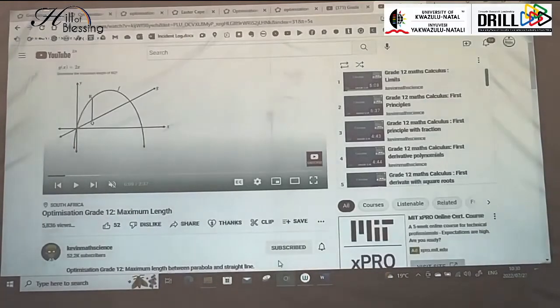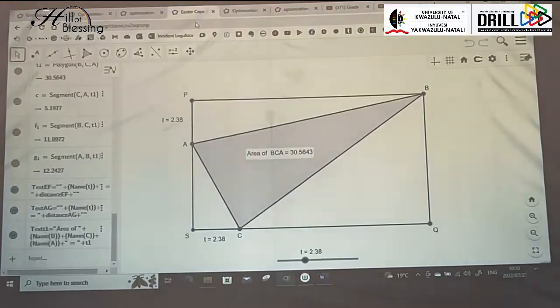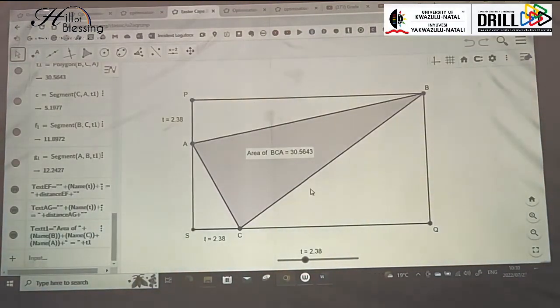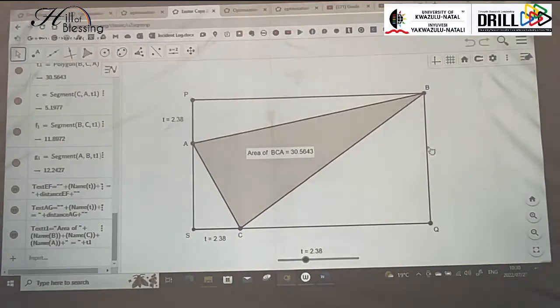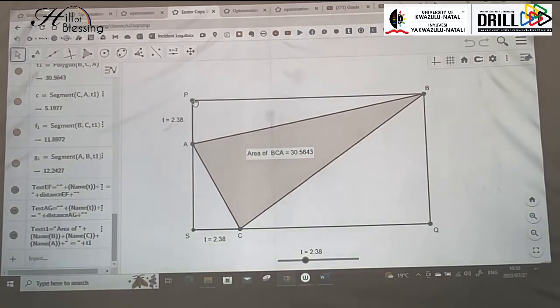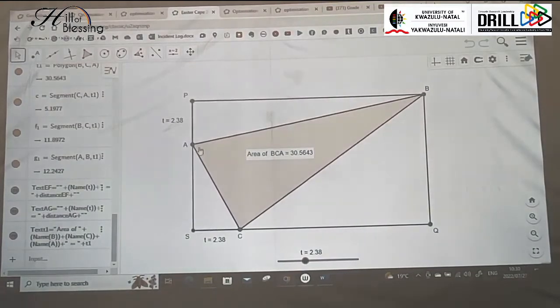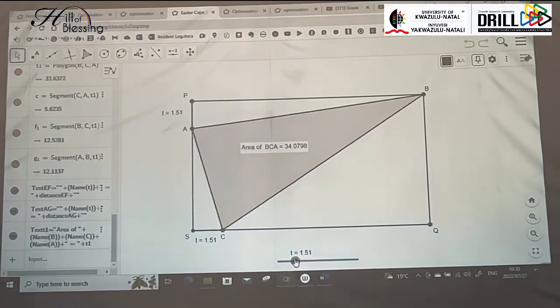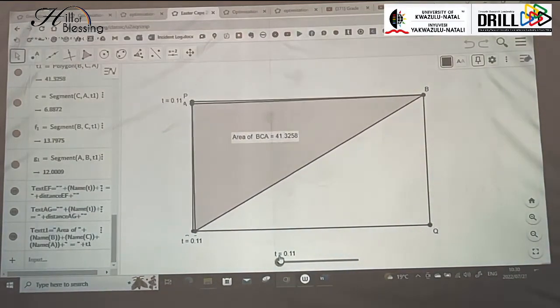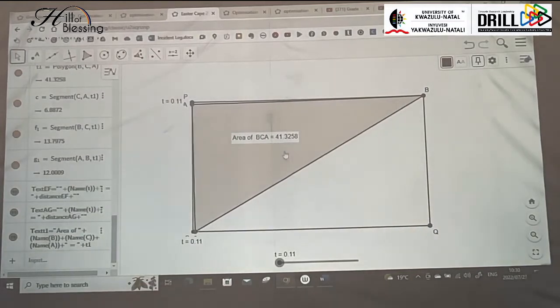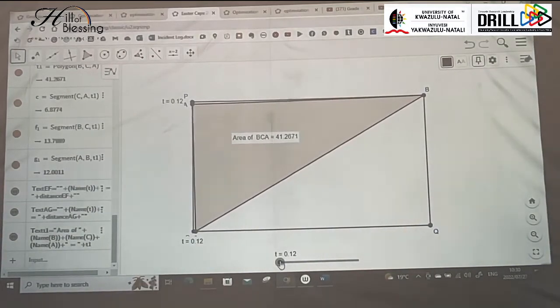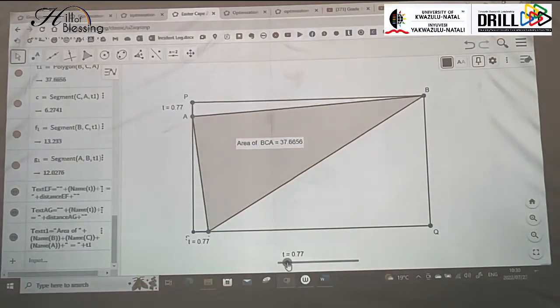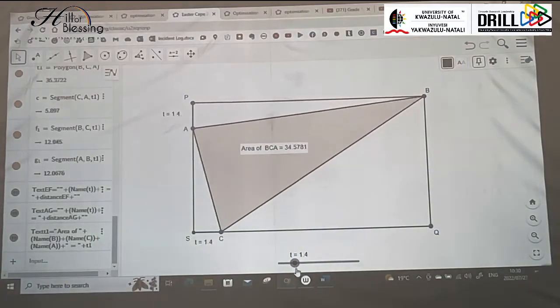Okay, so let's visualize this. Let's have a look at what's actually happening here. You have this rectangle PSQB, and you have this value of T. Wherever you see T, it'll have the same value. So PA will always equal SC. Now, as I change that value of T, we see the area of the triangle is increasing. It's getting bigger. As T increases, the area of the triangle decreases.